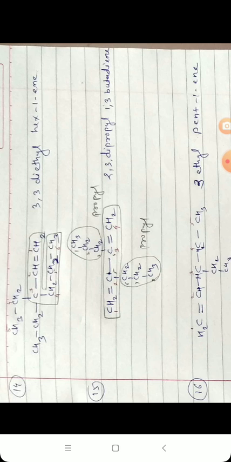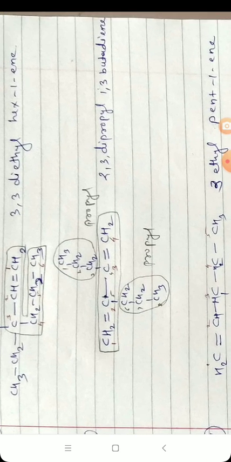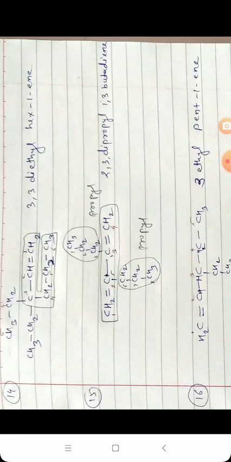So what is the nomenclature? 3,3 diethyl 1 hexene or 3,3 diethyl hex 1 ene. Okay, 15 structure. See, again, if we consider the long chain, it will be of 6 carbon, or sorry, 1 2 3 4 5 6 7 8 carbon.